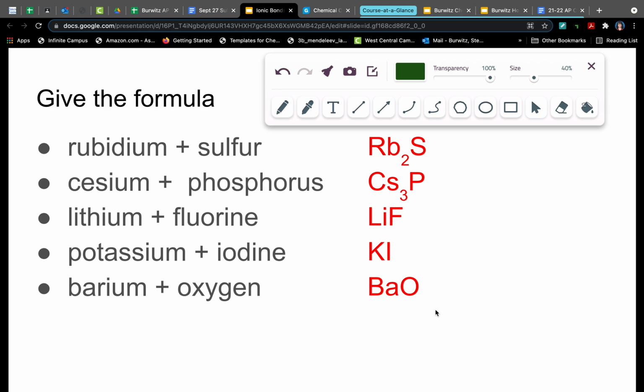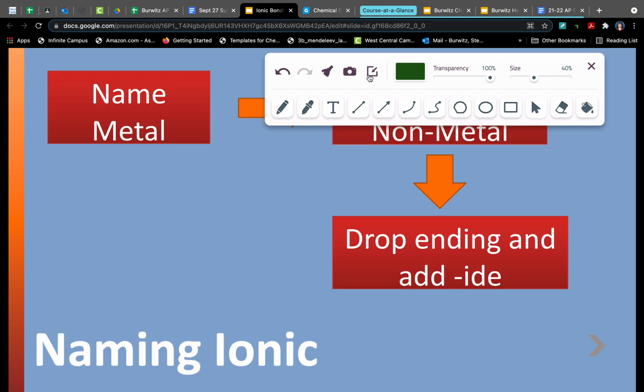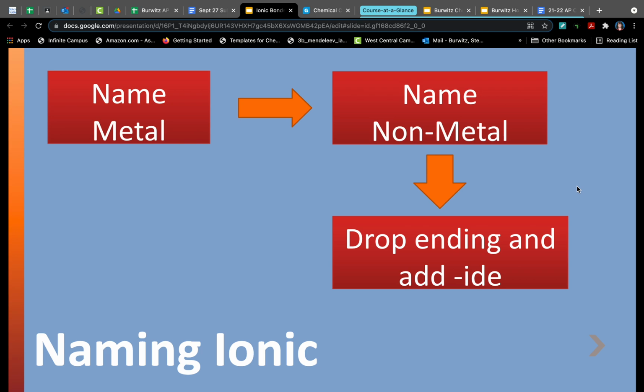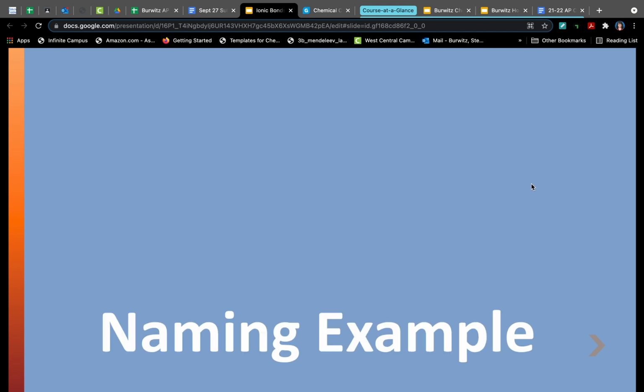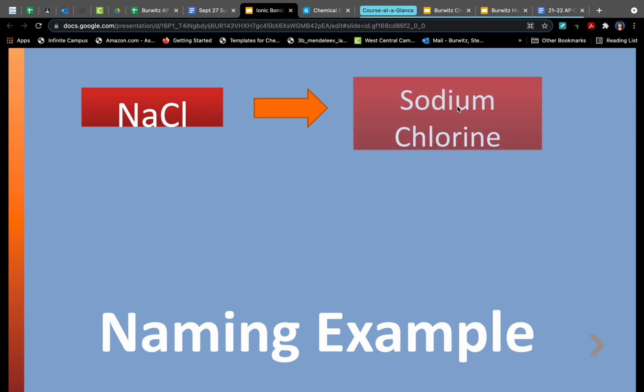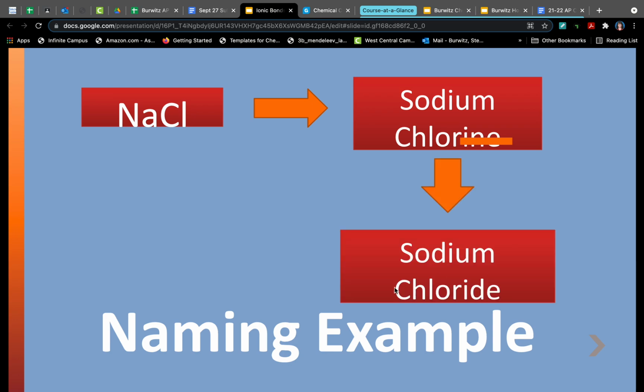Now we're going to go on to naming. The way to name this, you're going to name the metal. Then you're going to name the nonmetal, cross the ending off the nonmetal, and add IDE. So an example of that. We have NaCl, table salt, our favorite ionic compound. We have sodium plus chlorine. We're going to cross off the ending of chlorine and instead put in IDE, so sodium chloride. That IDE ending indicates to us that the nonmetal is bonded to something.